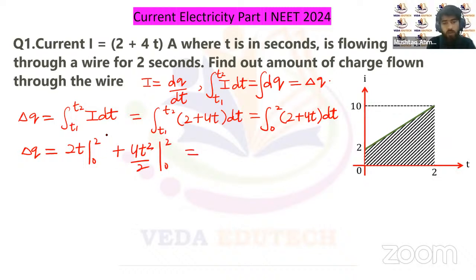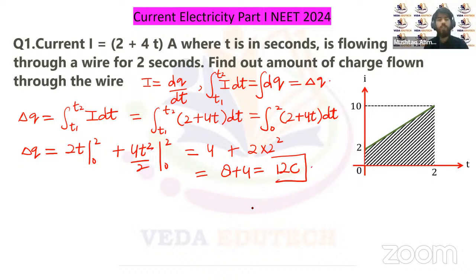Now putting the values of the limits, it will be upper limit minus lower limit. So it will be 2 into 2 squared, that is 8, plus 4, which is equal to 12 coulombs. It means that 12 coulombs of charge will be flowing through the circuit in a time t equal to 2 seconds. So between 0 to 2 seconds, the amount of charge flown through the circuit will be 12 coulombs.